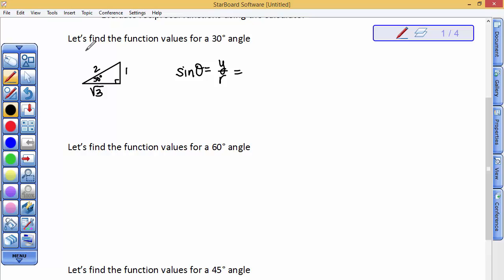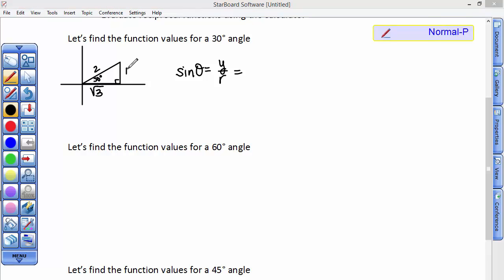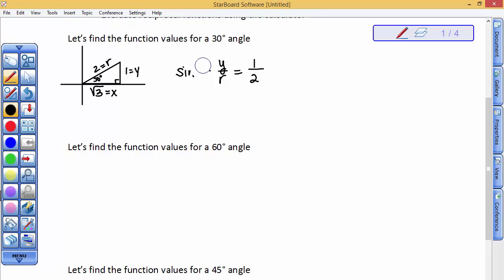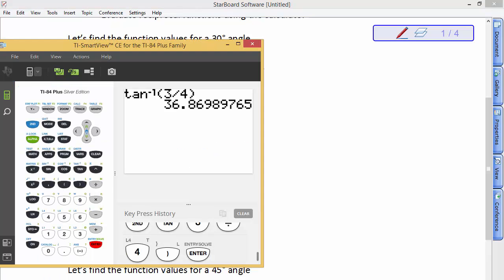So remember that the sine of theta is equal to y over r. In this case, the y value, so picture this in the rectangular coordinate system. Here's your y-axis. Here's your x-axis, and so my y value is this 1, my x value is the square root of 3, and this is my r value in this right triangle. So sine is 1 over 2. And I'm sorry, I should have written here, this is specifically for a 30-degree angle.